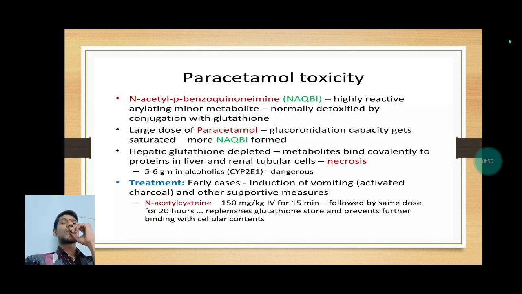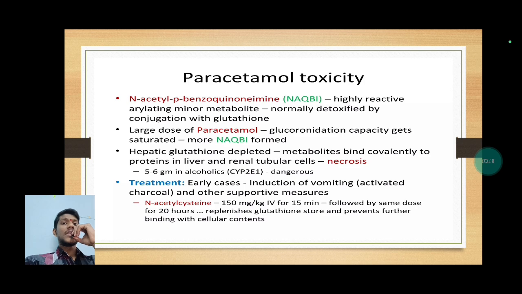Paracetamol toxicity. Why does paracetamol toxicity happen? We normally use paracetamol in our daily life. Whenever pain happens, we use paracetamol. But why is paracetamol toxicity happening? The N-acetyl-p-benzoquinone imine, a highly reactive arylating minor metabolite of paracetamol, is normally detoxified by conjugation with glutathione.